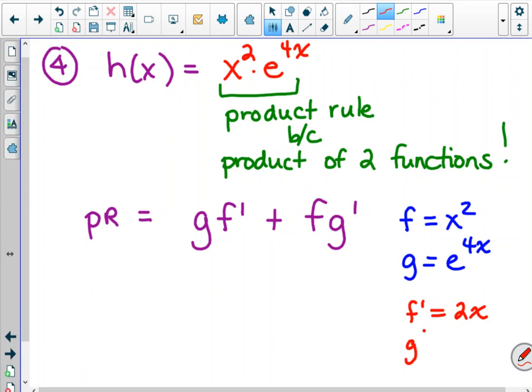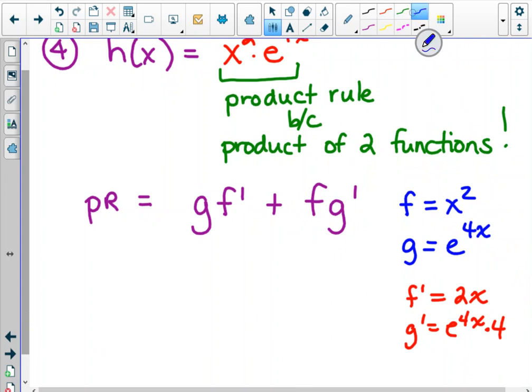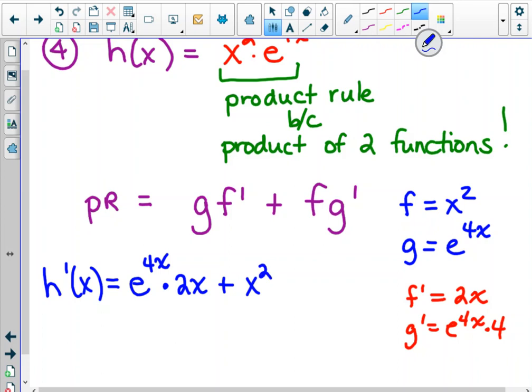G prime is an exponential function, so we're going to use the exponential function rule and the chain rule of exponentials, so e to the 4x times 4 for g prime. So when I ultimately put this derivative together, it's going to look pretty messy. There's my g and my f prime. Here's my f. And there's my g prime. Lots of pieces.